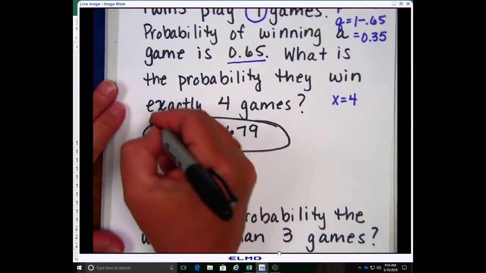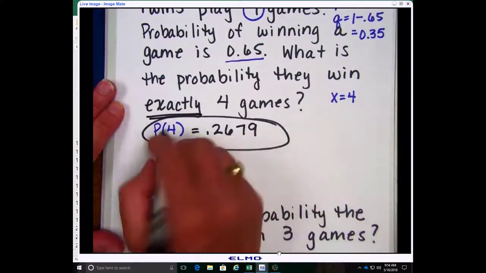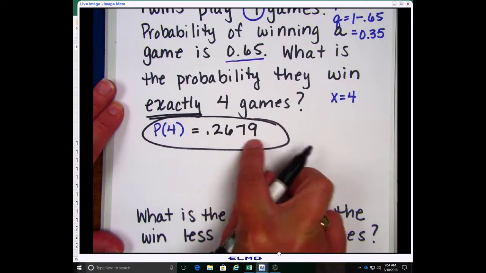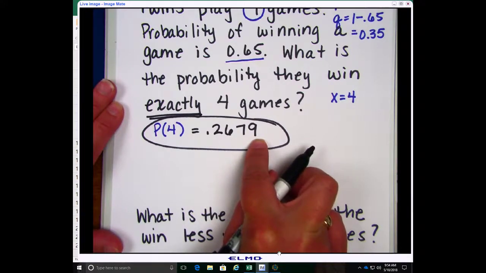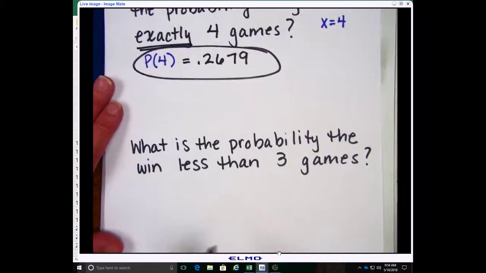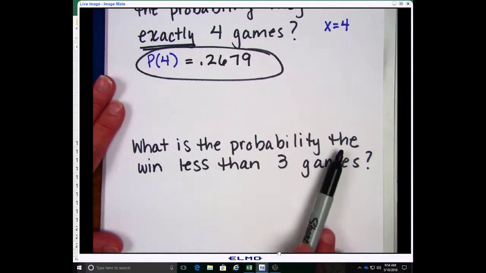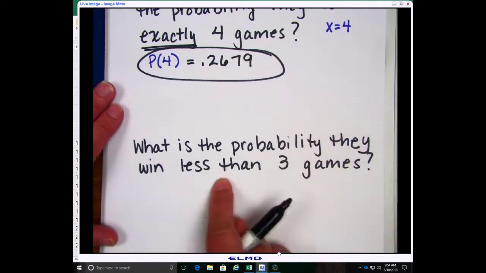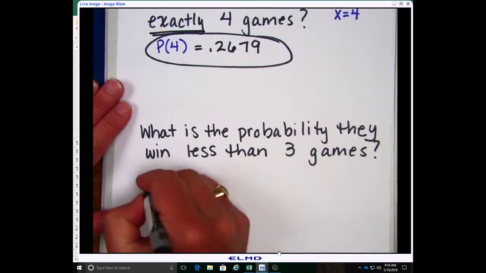All right, so now that I've constructed my table, I can answer the question. It says exactly 4, so I'm just going to take the number next to the 4, and I got 0.2679. Now that we've constructed this table, we can answer a lot of these questions. What is the probability they win less than 3 games?